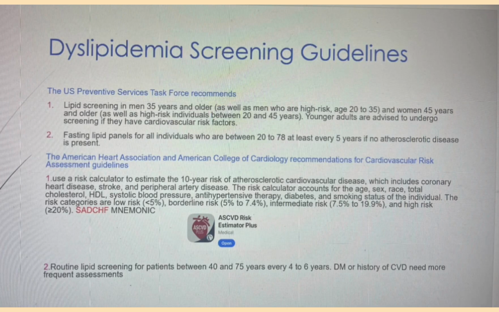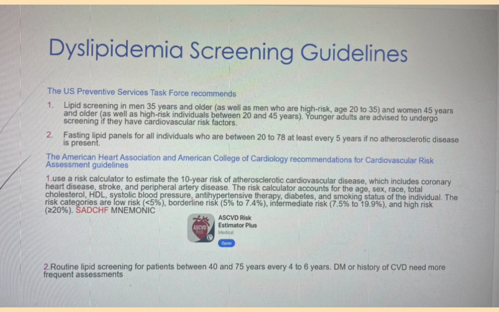Next is dyslipidemia screening guidelines. There are different guidelines by different associations. The US Preventive Services Task Force recommends lipid screening for high-risk men aged 20 to 35 and high-risk women aged 20 to 45 years. And in general, men 35 years and older and women 45 years and older.